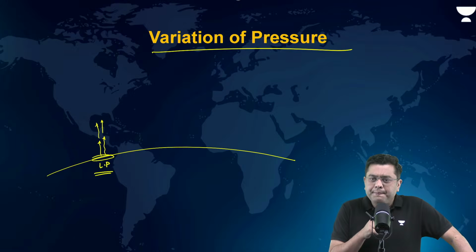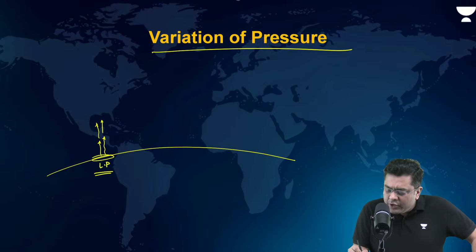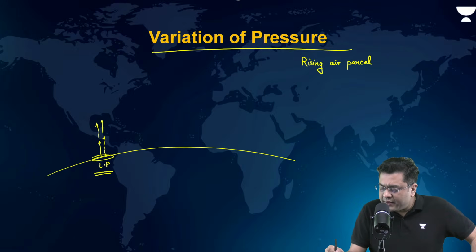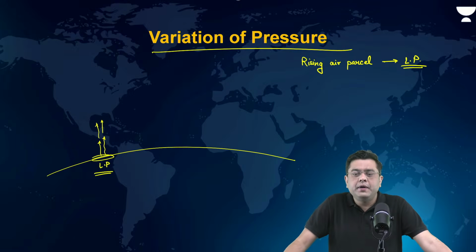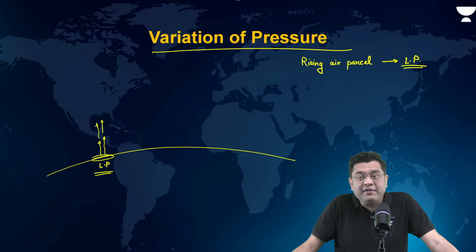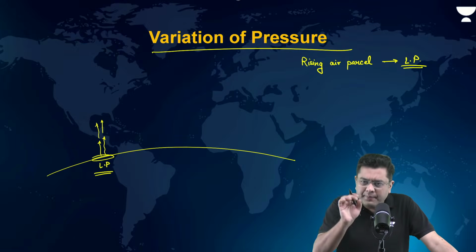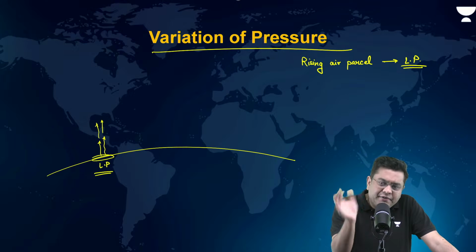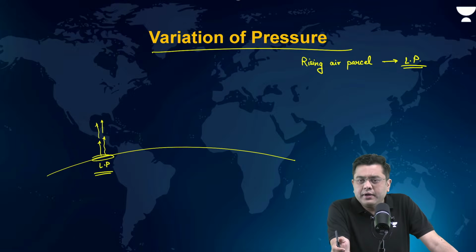So in a way, can I come across my first conclusion out of this? That whenever you have a rising air parcel, it is associated with a condition of low pressure. Always. Now, why do you have a rising air parcel? We will come to it shortly. But whenever you have a rising air parcel, you will have a condition of low pressure.